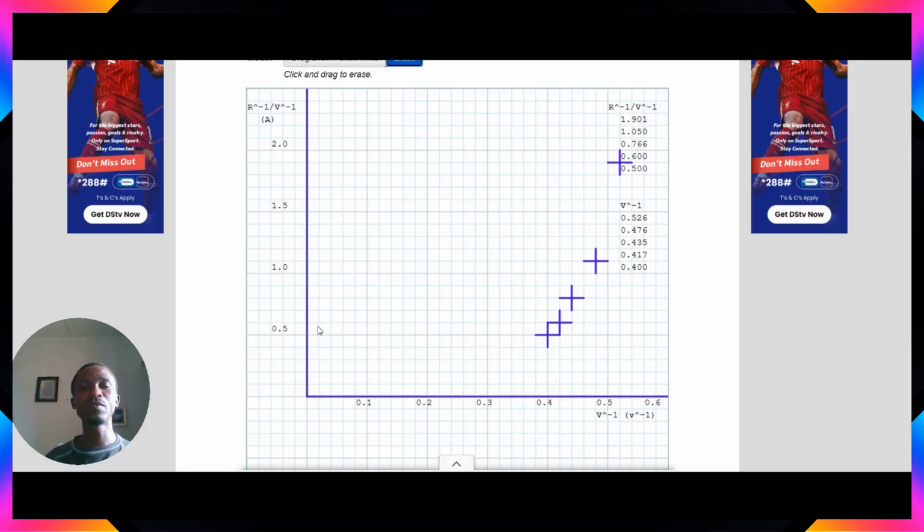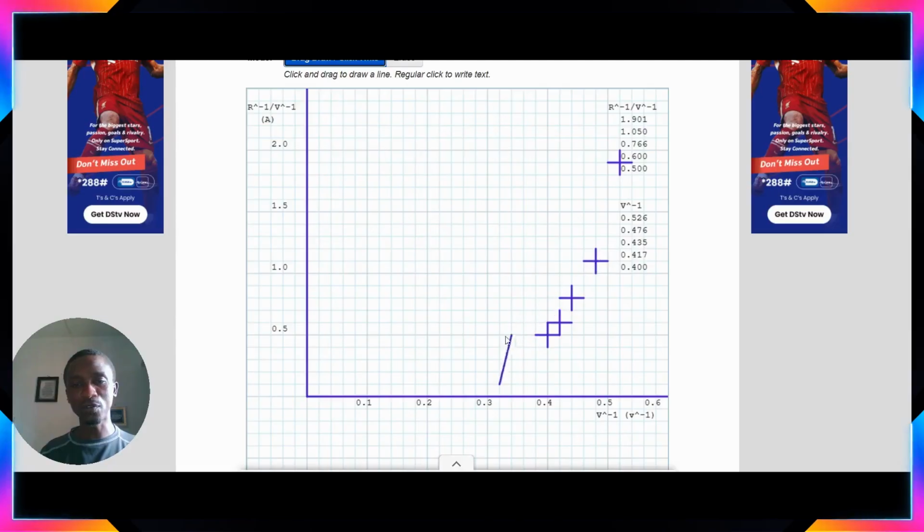So we have all our values now, and the next thing is just to plot our graph. Exactly. So just make sure you look for the line of best fit. The graph can actually touch 4. These do not really touch 4, so I'm not going to start from that point. Let me start from up here.